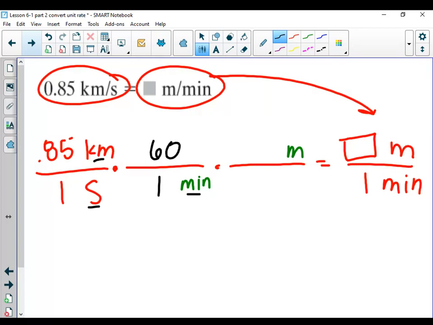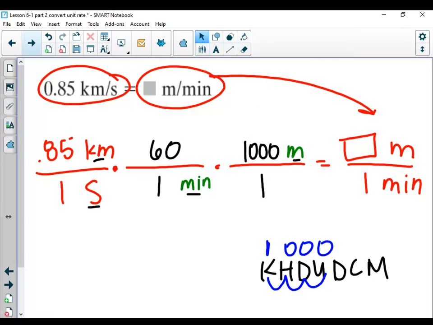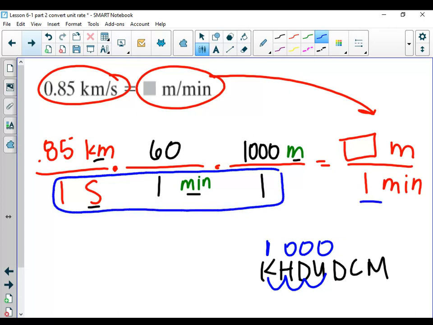What do I know about kilometers and meters? One kilometer, 1,000 meters. Can I put one here? One? Nope. 1,000 meters, 1 kilometer. Woo! Check this out. 1 times 1 times 1 on the bottom, still 1.